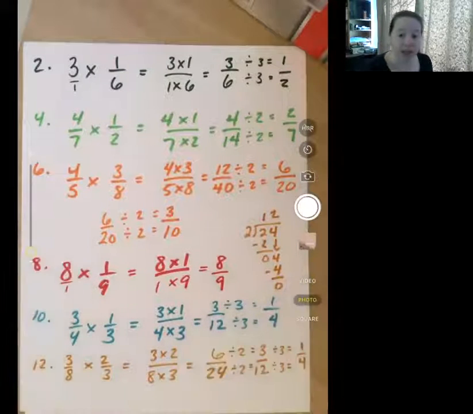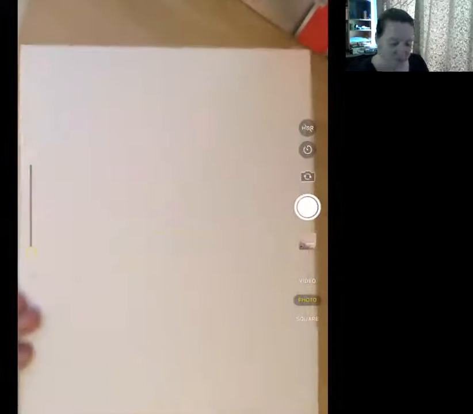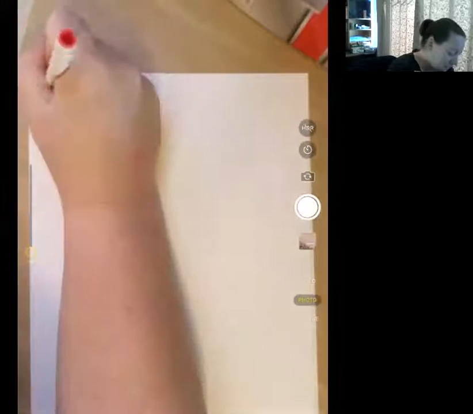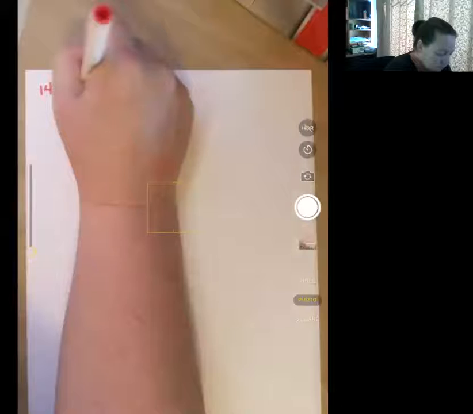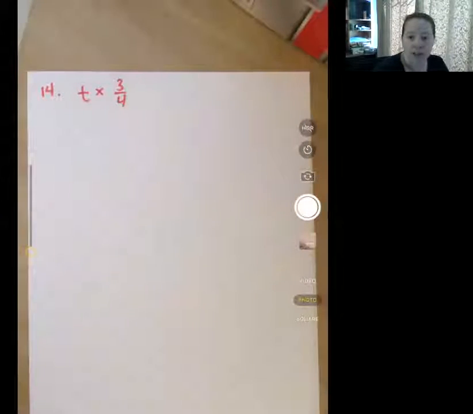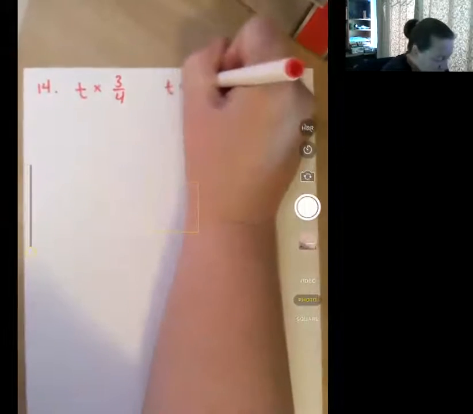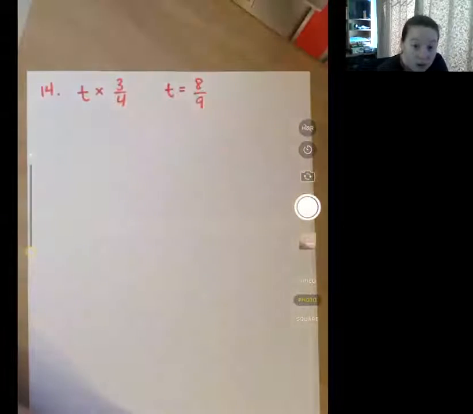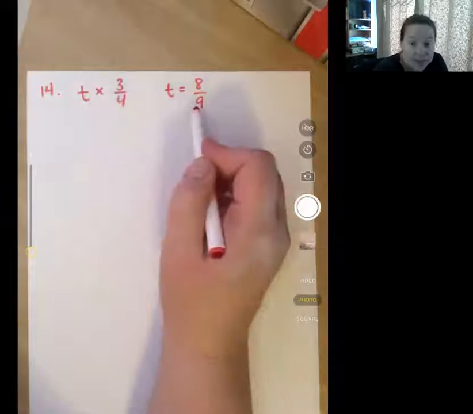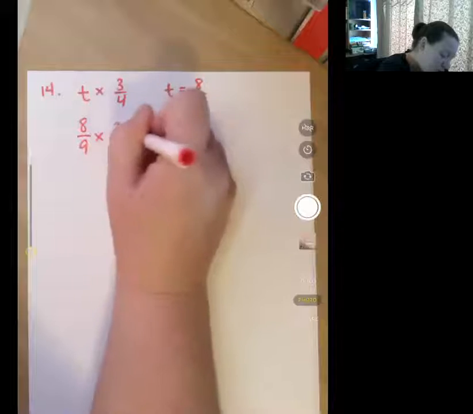All right. If you need to copy down, pause the video because I'm going to move on to the next page. 14 says t times 3/4, where t is equal to 8/9, which just means that I need to rewrite the problem. Everywhere that I see a t, I need to put in the 8/9. So I have 8/9 times 3/4.